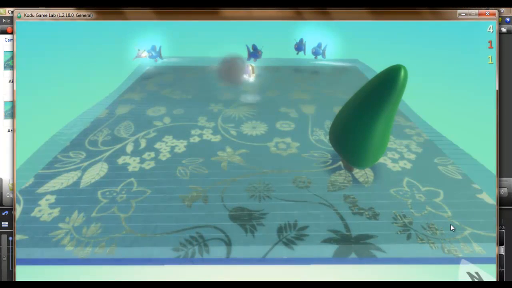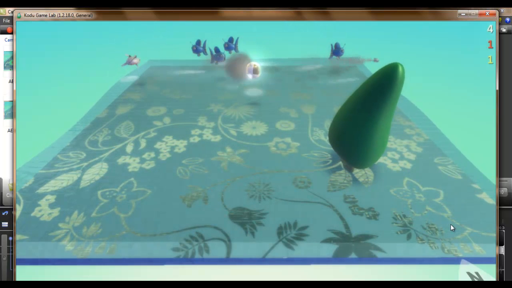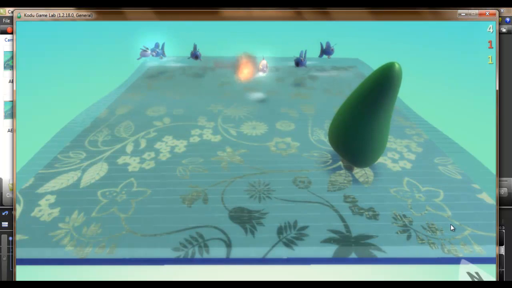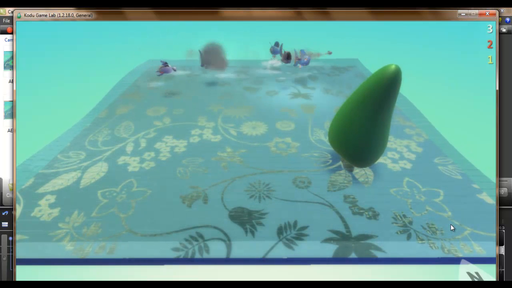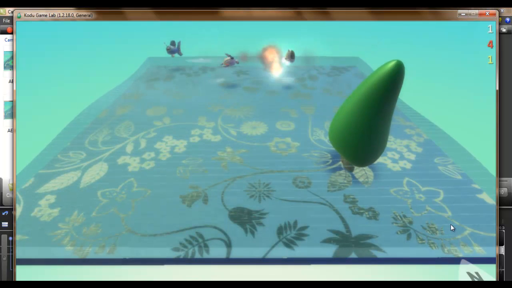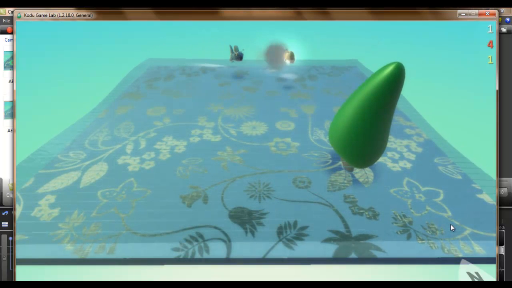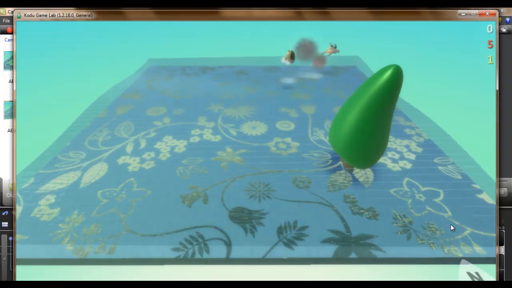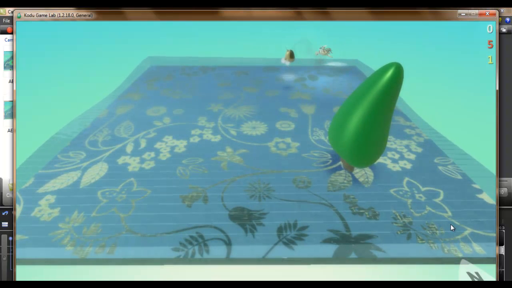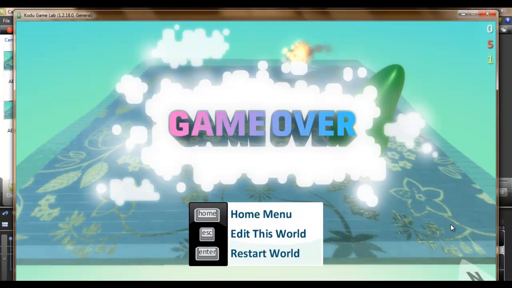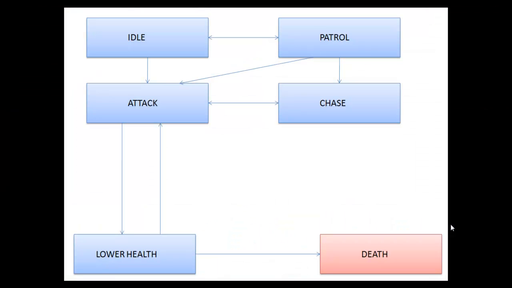Now the health of the character keeps decreasing because of the bullets fired by the turtle. When the health of the character becomes 0, it moves from the lower health state to the death state, which is the final state, and the game is over. You can see here that the state has changed from the lower health state to the death state, which is the final state. We can also see that this state diagram contains a finite number of states.